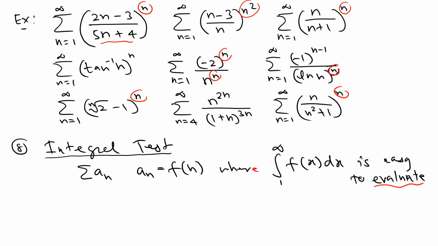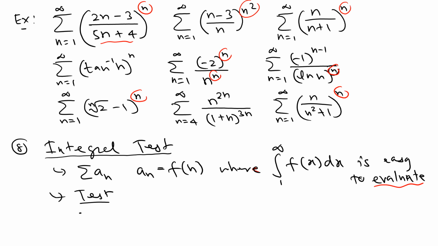If that is the case, then we're going to use the test. What the test says is that because this is an improper integral, if the improper integral converges, the series converges; if the integral diverges, the series diverges. But there are a few conditions on this function. This function has to be positive, continuous, and decreasing.